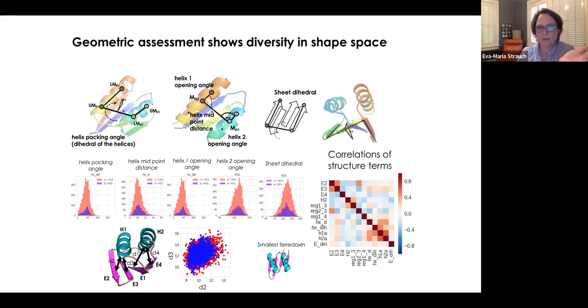Okay, so then the things you can extract are, now we have stable and not stable. You can figure out what angles are possible to represent, what's the sheet dihedral, what is the overall curvatures, etc. And then you can look at how one correlates with something else. But overall, there's quite some flexibility in the ferredoxin fold. As you can see, you have nice distributions. We were able to make a pretty tiny ferredoxin too, 50 something, which was very surprising.